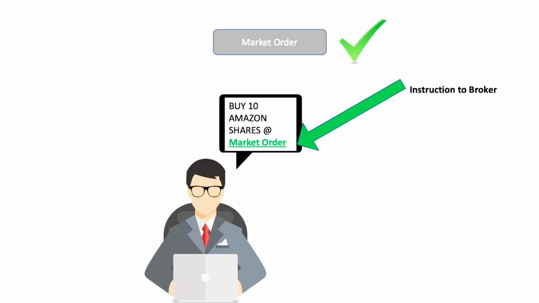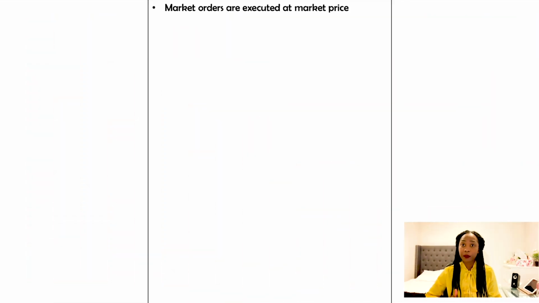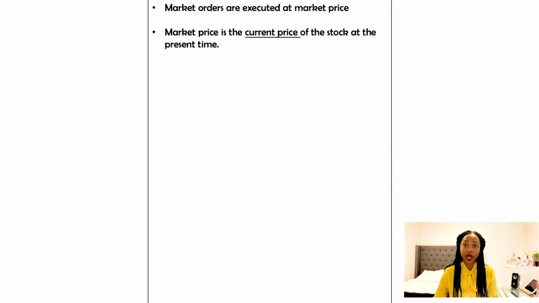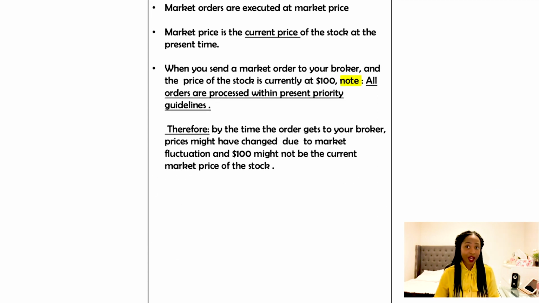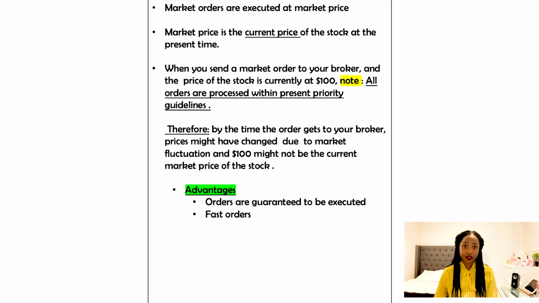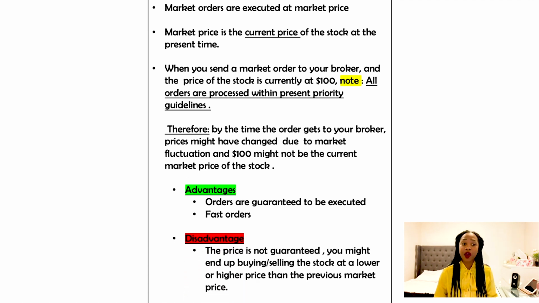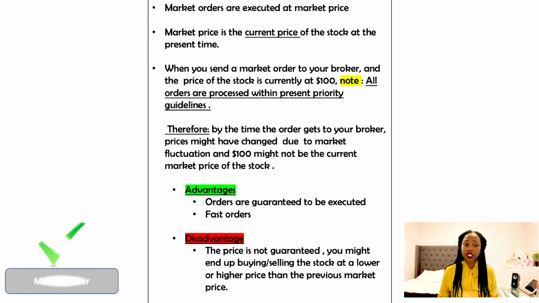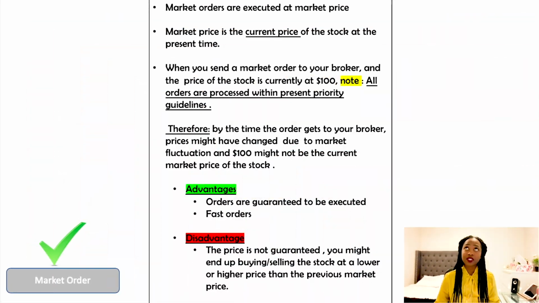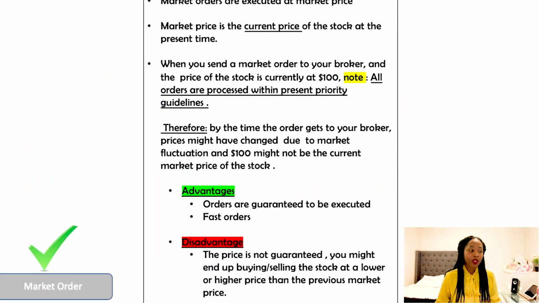That means that market price is the current price on the market. So if Amazon is selling for $100 right now, when you put an order in and say, hey, buy at market price, and the current price is $100, then your broker gets your order and executes it at $100. Given that there were no orders before you and the stock price is not that volatile. So usually market orders are not really executed at the price on the screen when you send a market order; the price is not guaranteed.